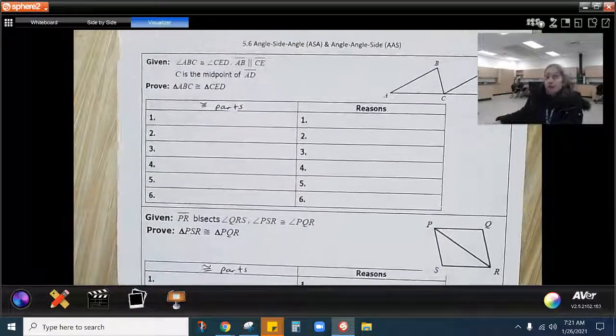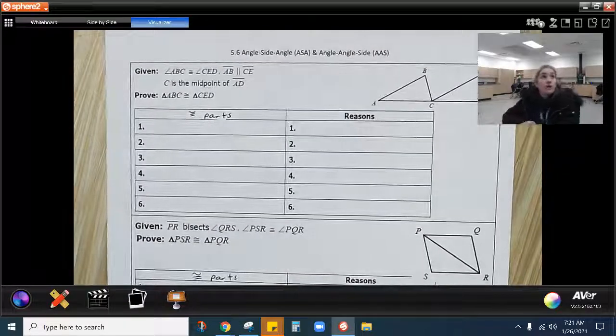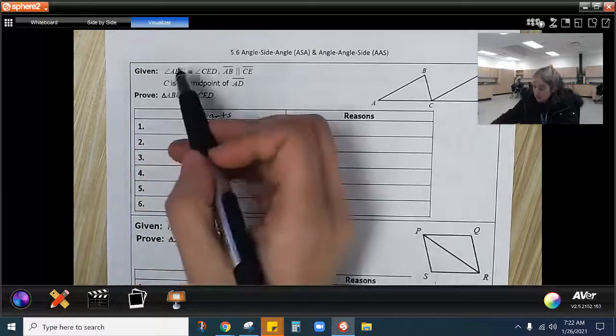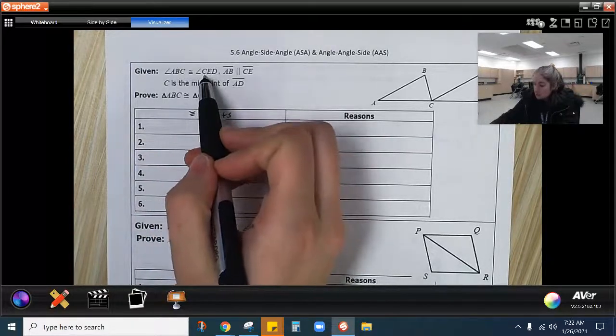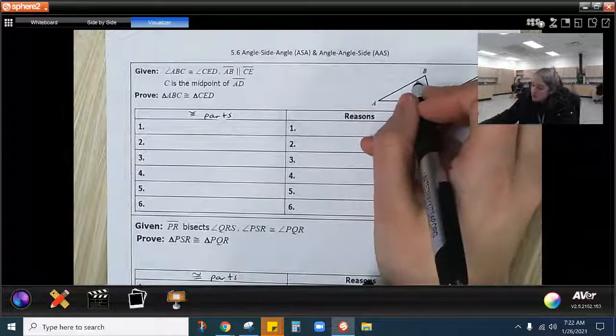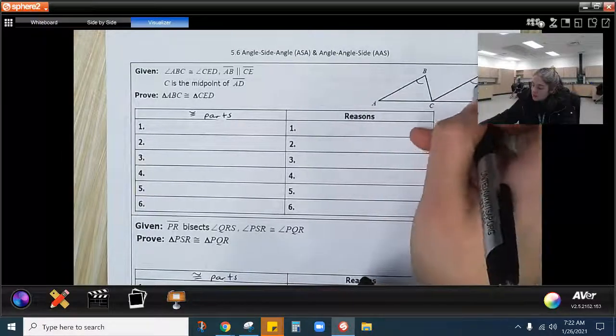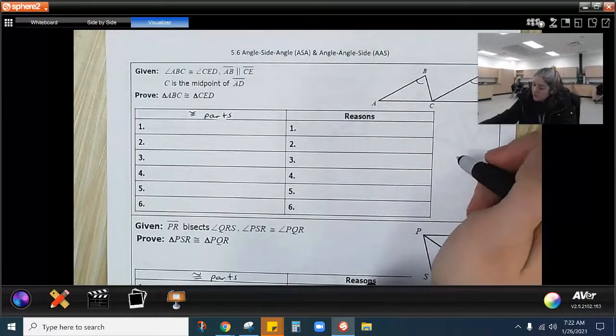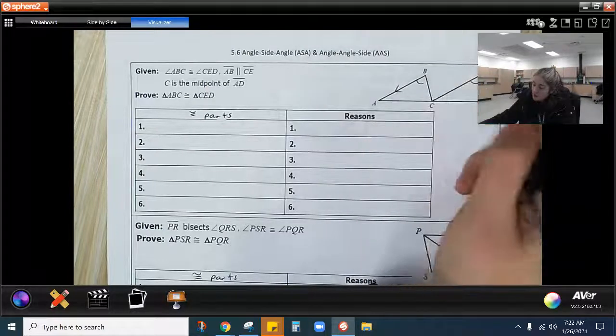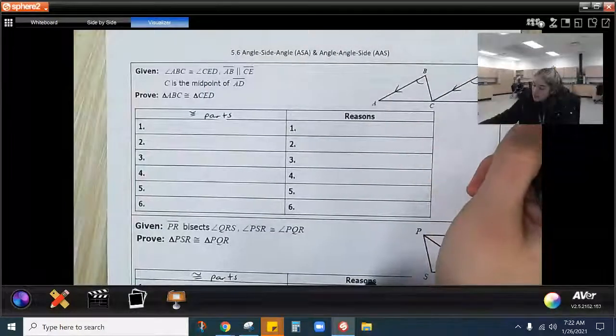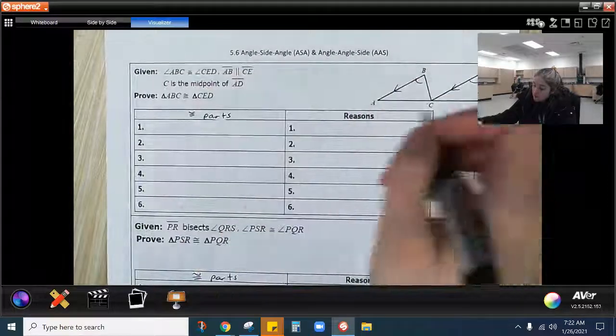All right, let's try some more over here. We know that triangle ABC is congruent to triangle CED. Angle ABC is congruent to angle CED. So ABC and CED, those angles. We also know that AB is parallel to CE, and we know that C is the midpoint.